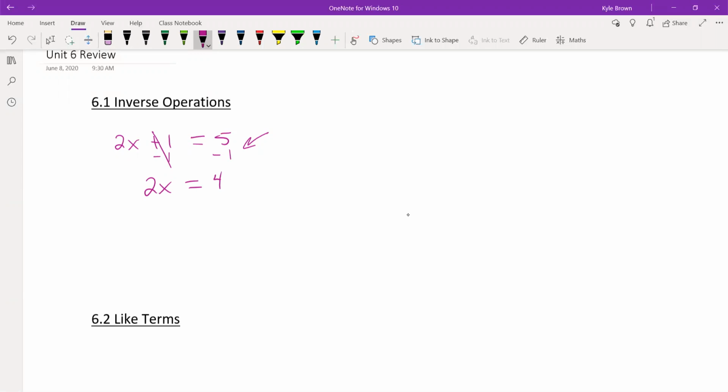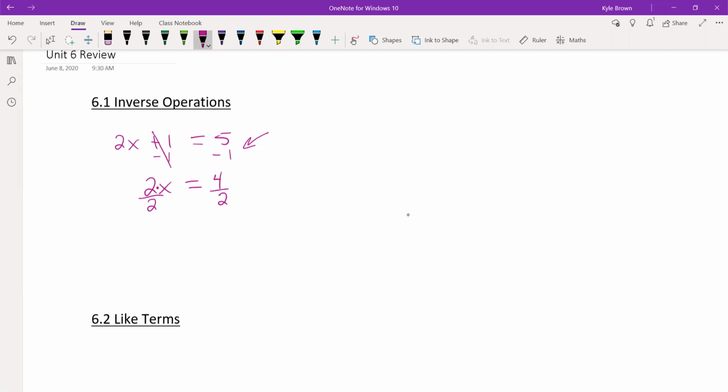Okay. Now I've got one more thing to get rid of. I got to get rid of that 2. And right now, if it's written beside the x, that means it's being multiplied by x. So what's the inverse operation of that? The inverse operation of multiplying is dividing. So we need to divide by 2. And then divide by 2 on both sides, right? Whatever you do to one side, you have to do the other.